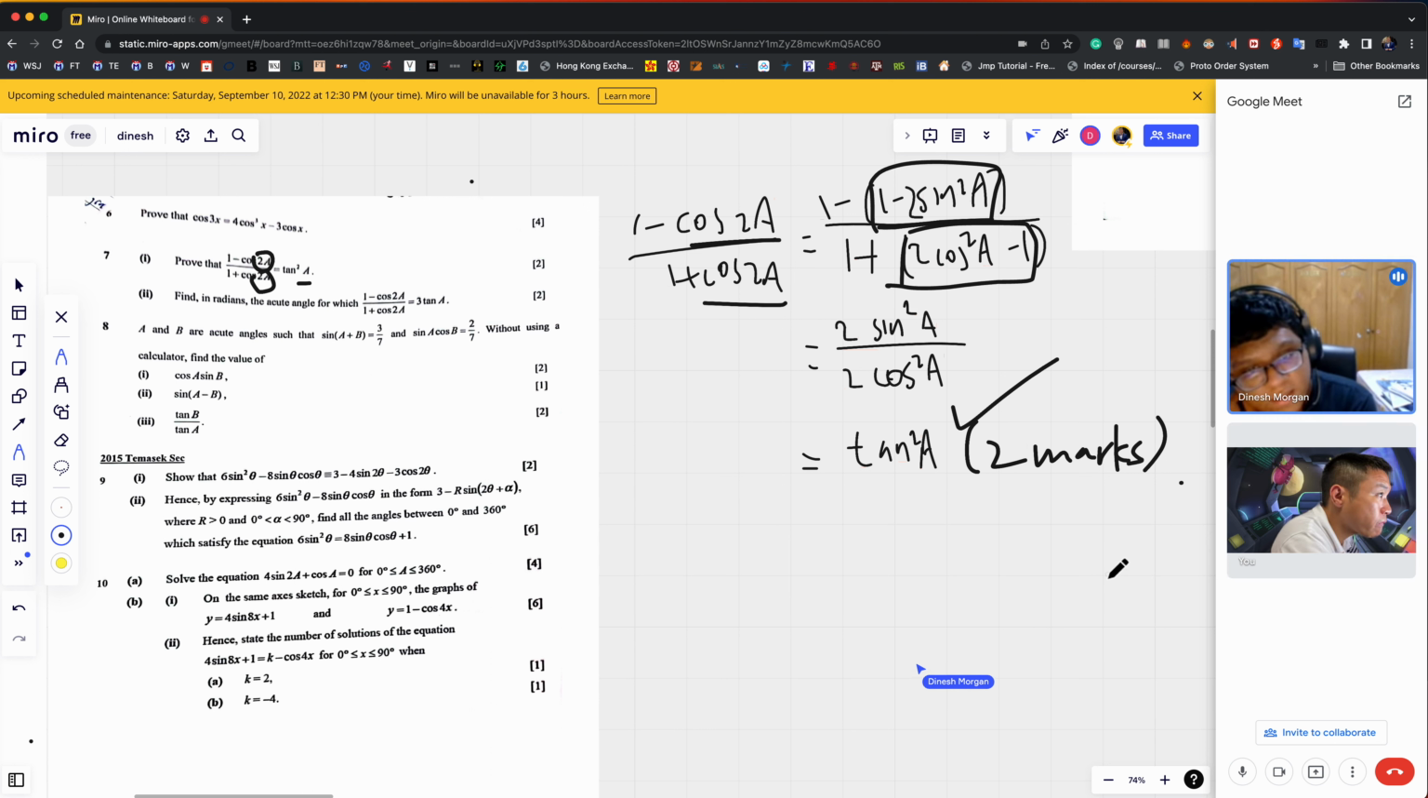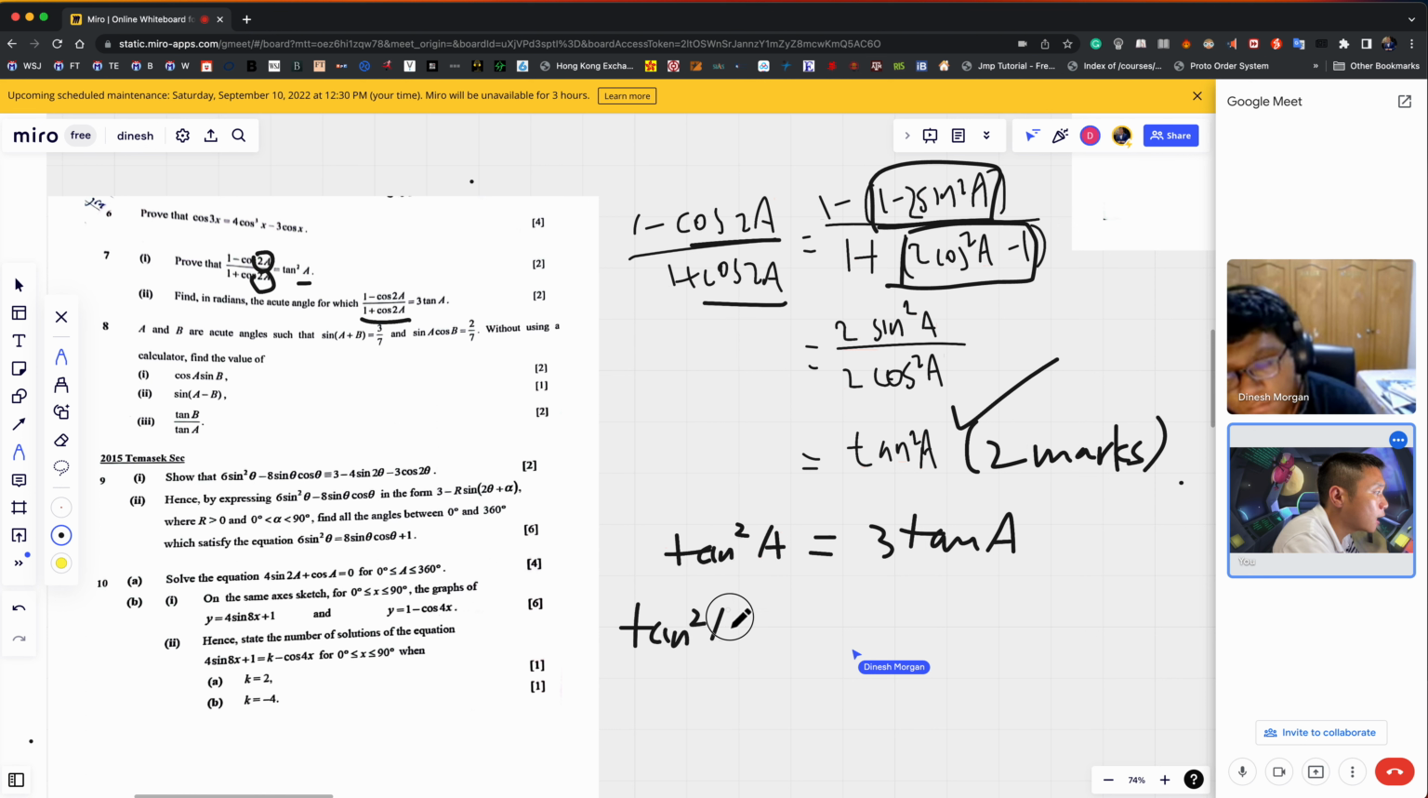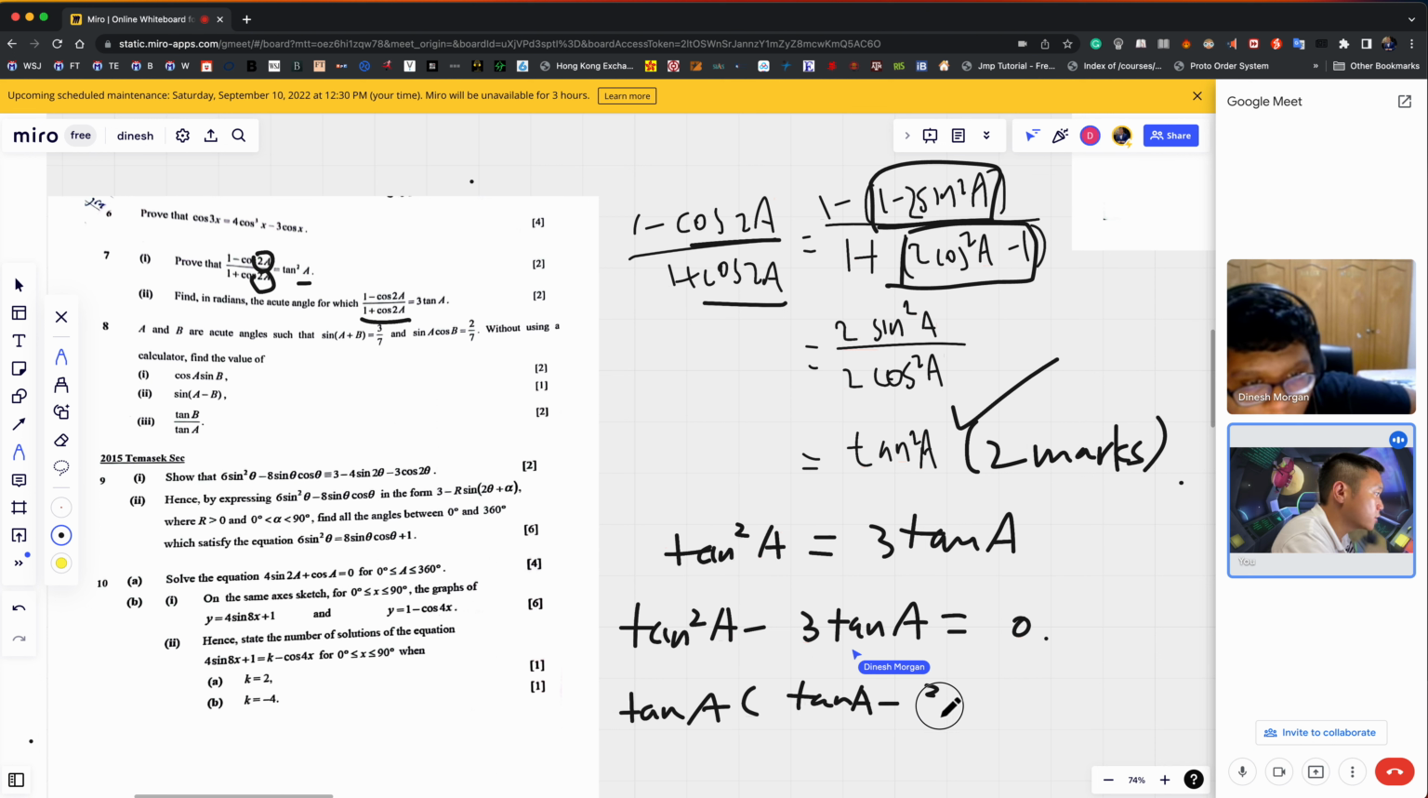Okay, so tangent square A, how do I change it into 3 tangent A? They say find in radians the acute angle. So this is equal to tangent square A, and then this is equal to 3 tangent A. What you should do is not to change. What you do is just group the tangent A together on the left hand side, and then you take out the tangent A as a common factor, and then you should get tangent A minus 3 equals 0. So this is equal to 0 and this is equal to 0, and you continue to solve A.